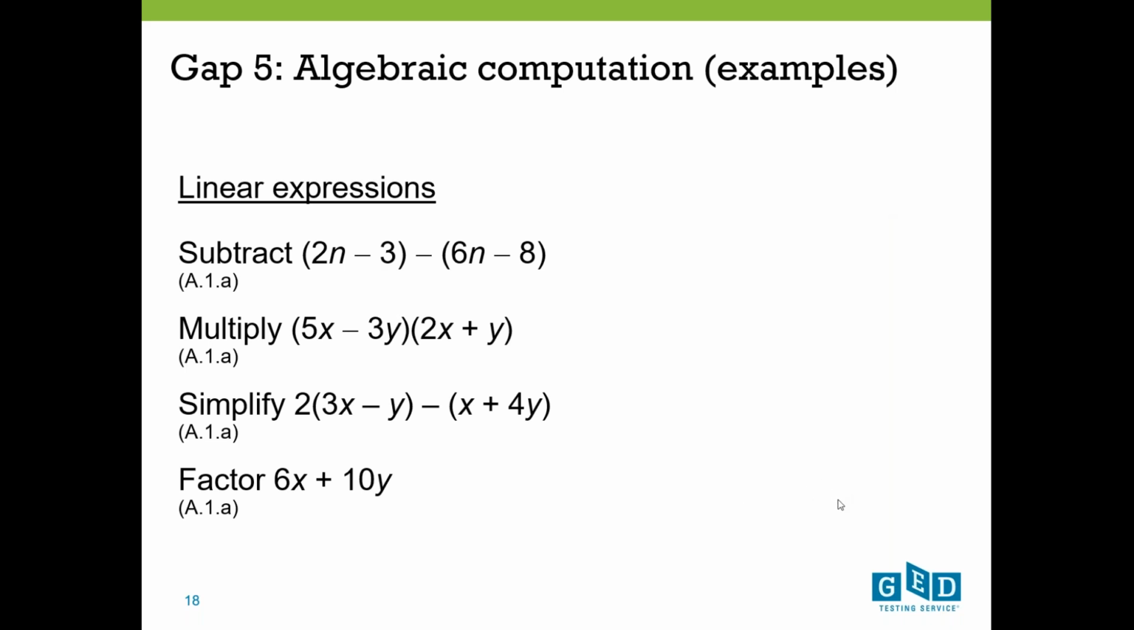heard before. Now, to the second point of your question, Velma, you're absolutely correct. When you multiply these two, the result will not be linear. That's not the point of the indicator. The point of the indicator is it involves what you are starting with. So you're starting with linear expressions like 5x minus 3y, or x plus 4y, or 6x plus 10y. What you end up with might involve exponents.